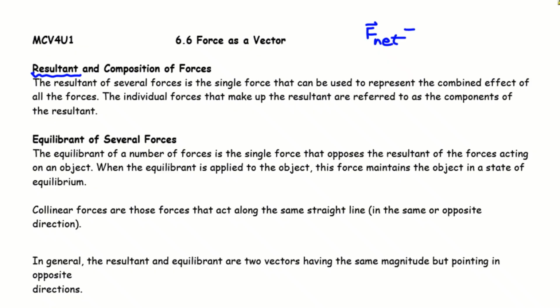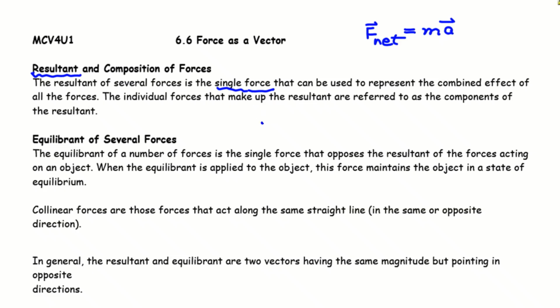And from Newton's second law, why do we want to know the net force? Because it's connected with the acceleration. So F equals m, the mass, times the acceleration. And the resultant of several forces is one single force that can be used to represent the combined effect of all the forces. The individual forces that make up the resultant are referred to as the components of the resultant.